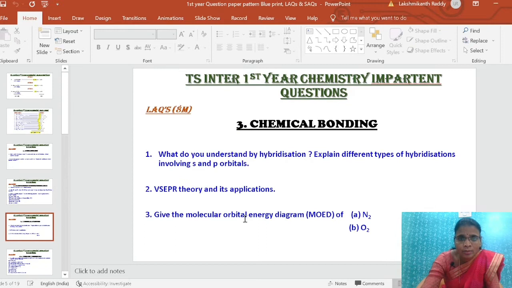Next chapter, chemical bonding. We will expect three long answers here. Hybridization: explain the different types of hybridization involving s and p orbitals, which means we need to write sp, sp2, sp3 hybridization here. The next, VSEPR theory and its applications. Next, give the molecular orbital energy level diagram, MOED, of N2 and O2. Okay, so these are from chemical bonding.